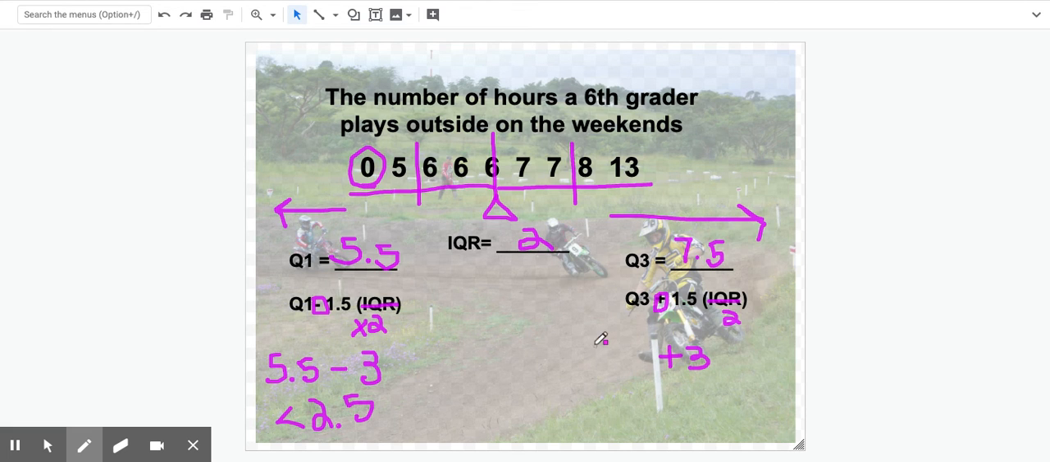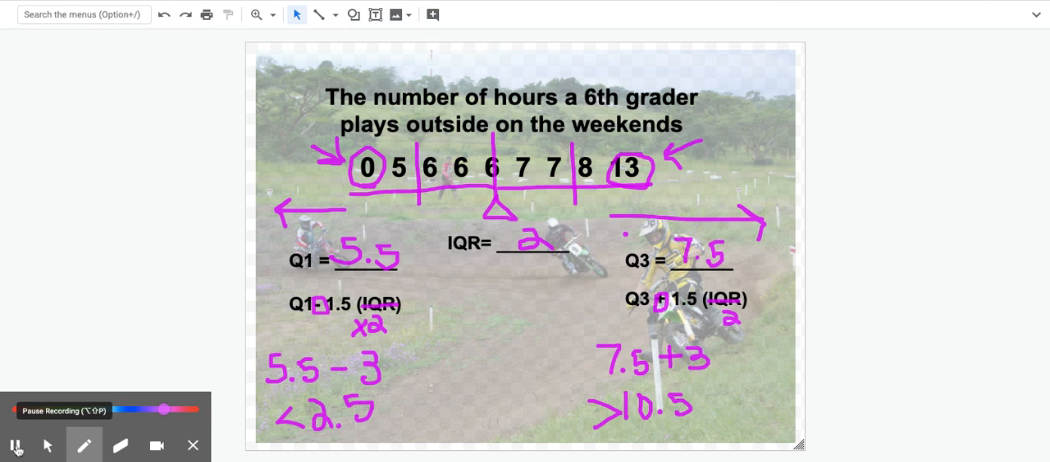And our Q3 is 7.5. And 7.5 plus 3 is 10.5. So do we have any number on that number line that is greater than 10.5? We do, right here. So this set has two outliers. This one's an outlier, and this one is an outlier. And now we know for sure that we're right.